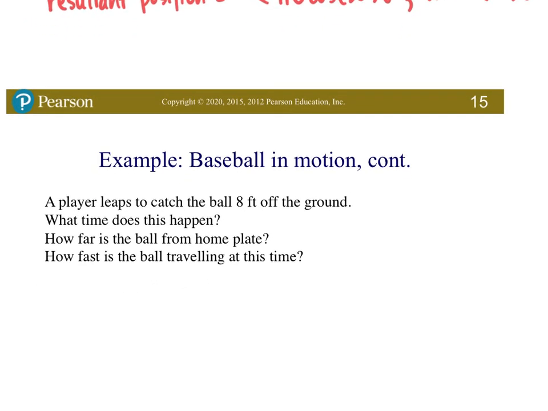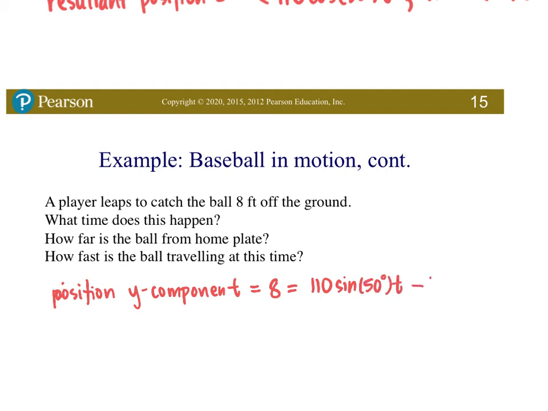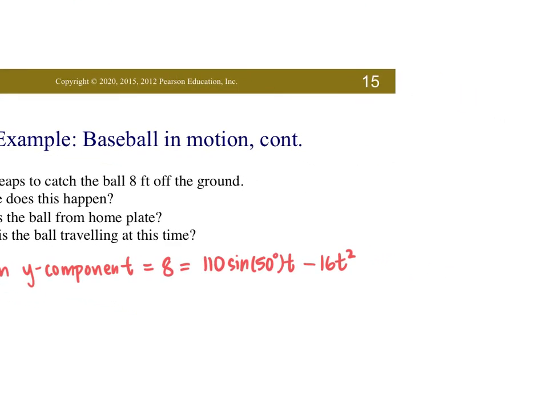So we want to take the position y component only and set it equal to 8. So that means I'll be setting 110 sine of 50 degrees t minus 16t squared equal to 8. And we're going to let our calculators solve that.